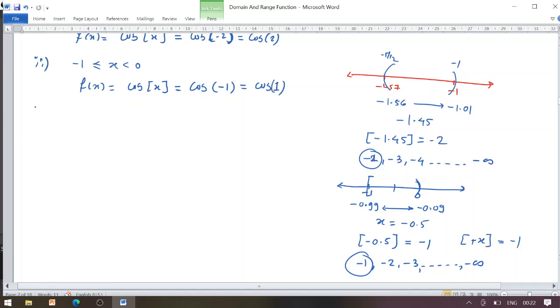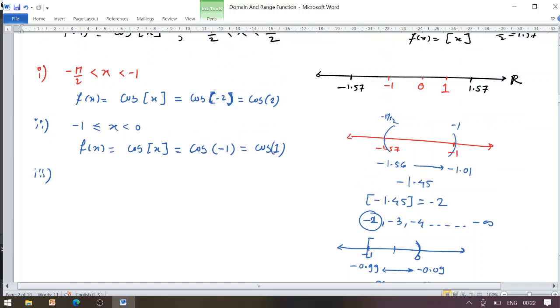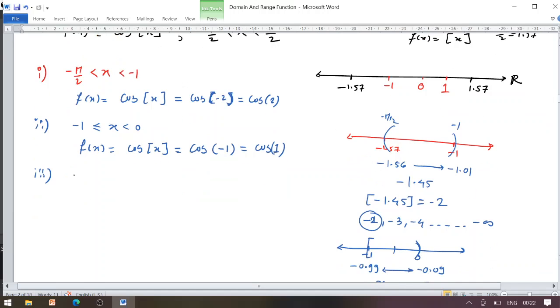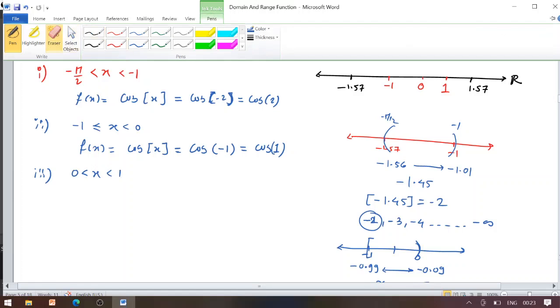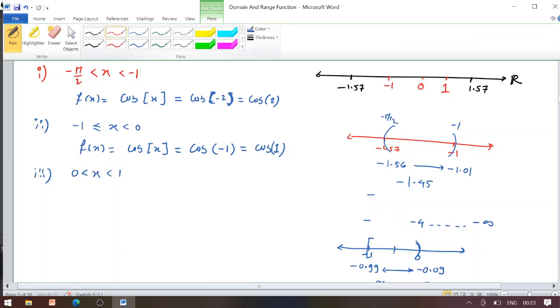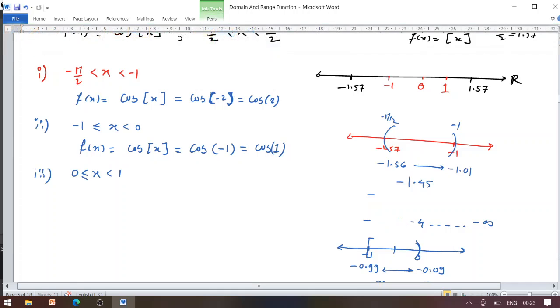Now we will consider the third case. Now we will consider 0 in that interval, as per the standard case, up to 1. So x should be greater than or equal to 0 and less than 1. That means we are considering the semi-closed interval from 0 to 1, because 0 is included in that interval.